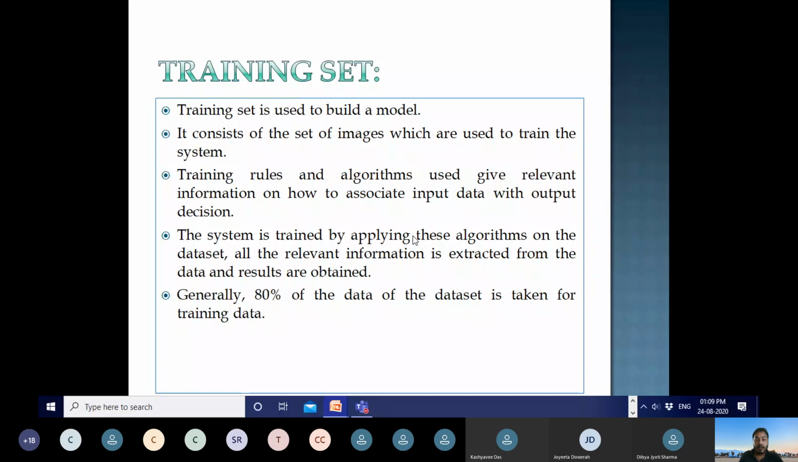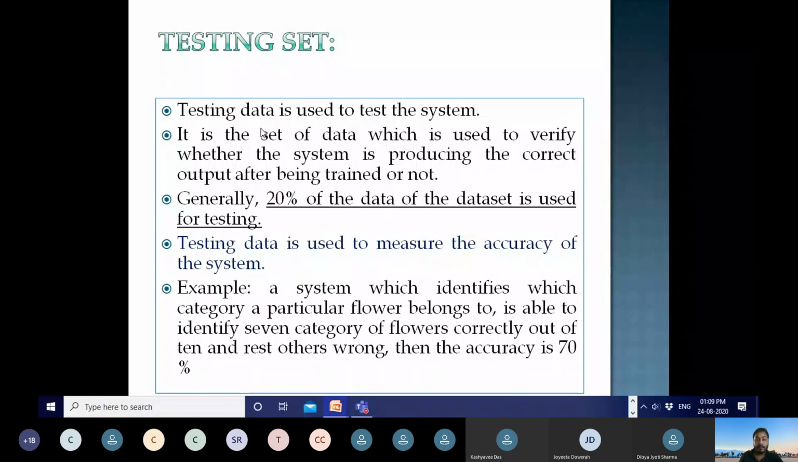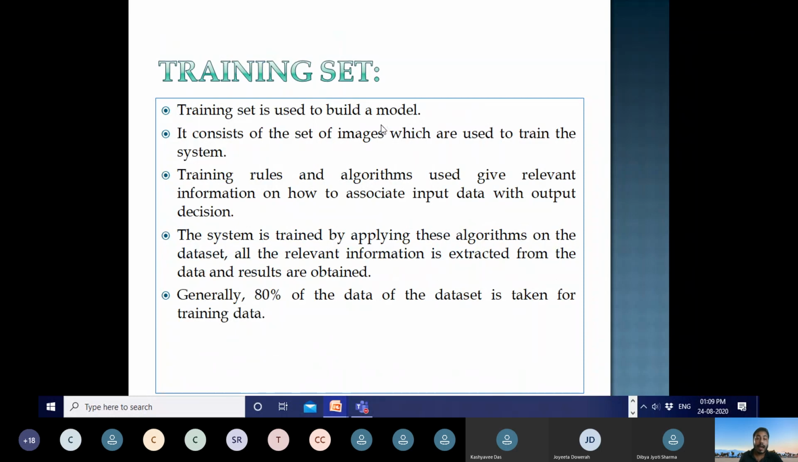Now, testing data. Testing data is used to test the system. You have already built the model with the help of the training set. Now it's time to check whether it is going to work properly or not.